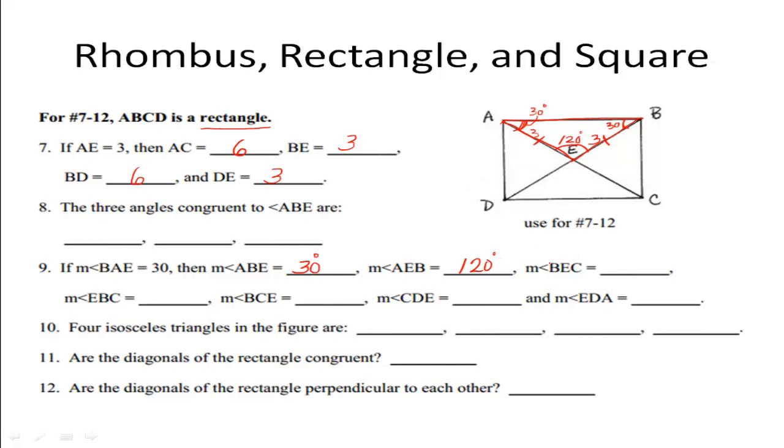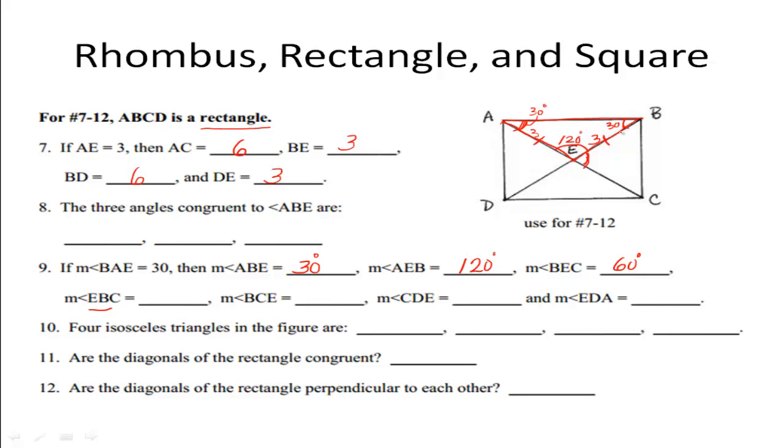The measure of angle BEC, that means this angle here. What's the measure of that angle? Well, this angle forms a linear pair with this angle, which is 120. So 120 plus what will give you 180. That means that this angle is 60, by the linear pair postulate. The measure of angle EBC.